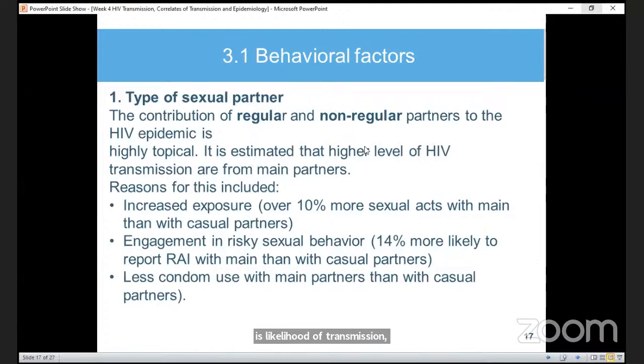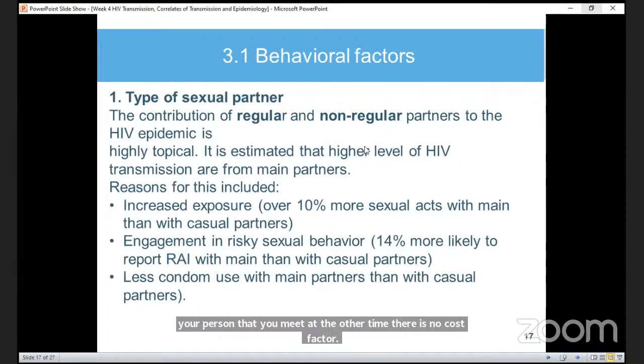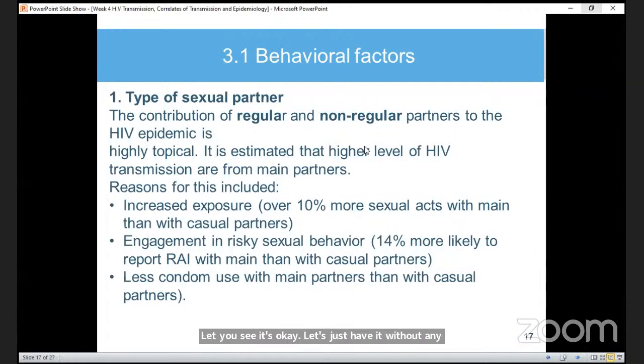Then we have less condom use. Of course, this is normal with main partners. Less condom use with main partners than with casual partners. Things are very direct, and you all know about that. If you meet somebody new, you'd like to say, oh, let me use some bit of protection. But if it's your person that you meet every other time, there is no cause for alarm. You will say it's okay, let's just have it without any form of protection, and that is the risky bit we're talking about here. So that's the reason why with a regular partner, the risk of transmission is very high.